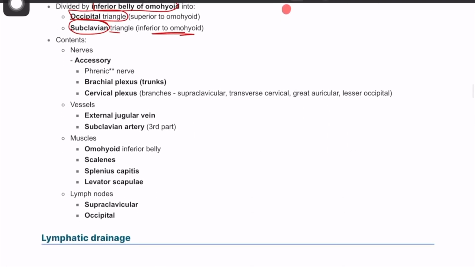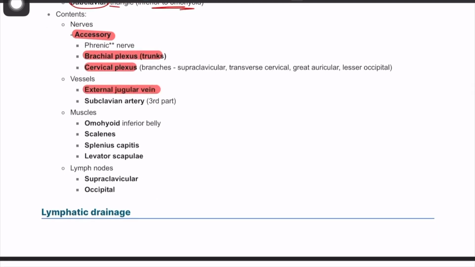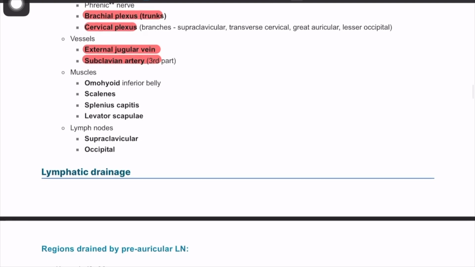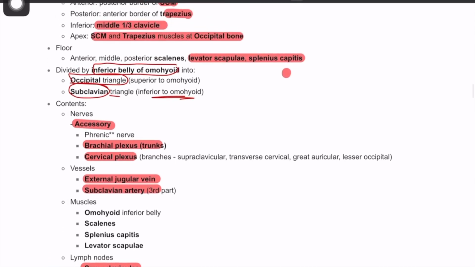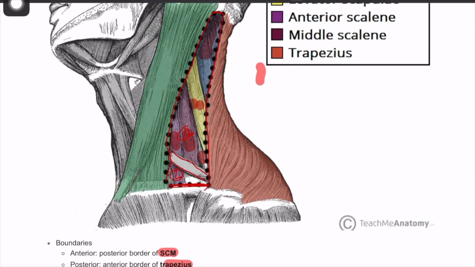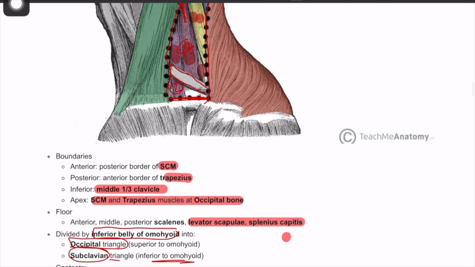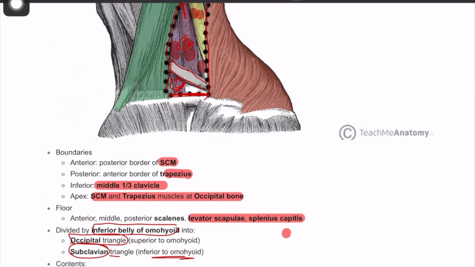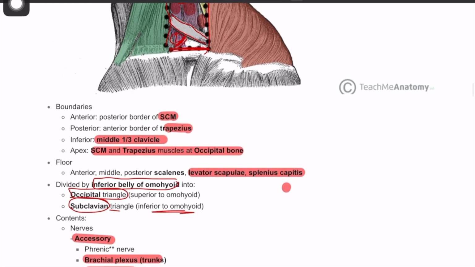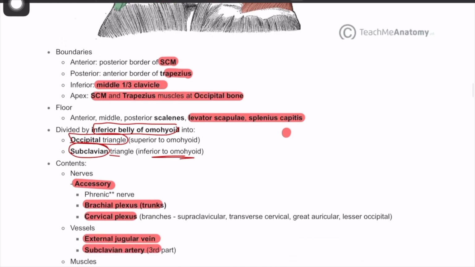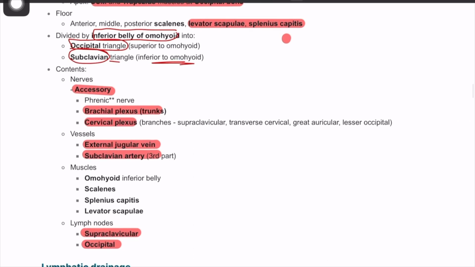Contains some nerves: accessory nerve, phrenic nerve, brachial plexus, cervical plexus; vessels: external jugular vein and subclavian artery; and muscles, like we said, all the muscles; and lymph nodes: supraclavicular lymph nodes and occipital lymph nodes. These are the contents. All right. So we're going to come to explaining all of them. So you have here the spinal accessory nerve. You have your greater auricular nerve as well, and it contains the brachial plexus between the middle and anterior scalenus muscles, and also the phrenic nerve, which comes from C3, 4, and 5, and vessels like the jugular vein and subclavian vein.